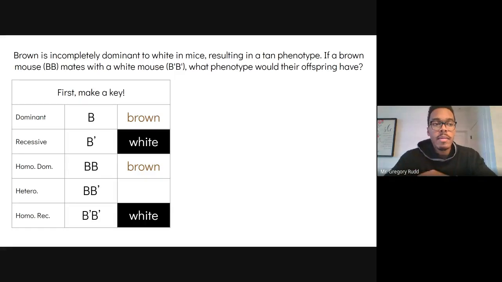So incomplete dominance, folks, if you wrote down that chart that I was drawing on the Jamboard, incomplete dominance results in a blend. So if we blend brown and white, if we literally mix them, we end up with tan. So the heterozygous phenotype in this case is tan.